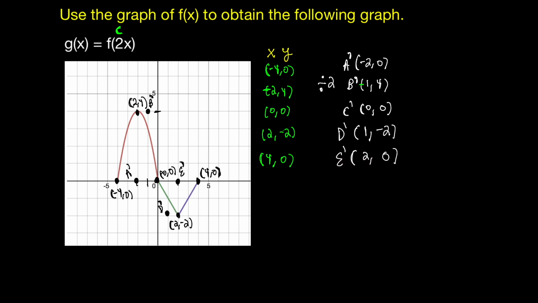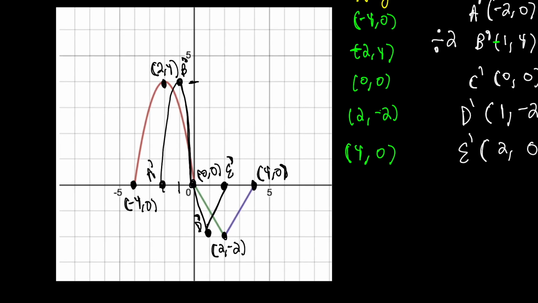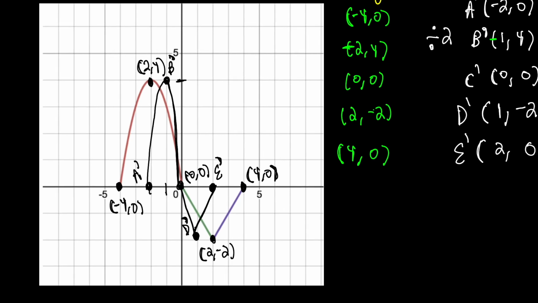Notice that my first 3 points have that parabolic shape. So A prime, B prime, and the origin, we're going to create a little parabolic shape. And then from the origin to D prime is when we begin to create those lines. So here we're going to use straight lines to connect the origin to D prime and D prime to E prime. And now you can see that my function got shrunk by a scale factor of 2.